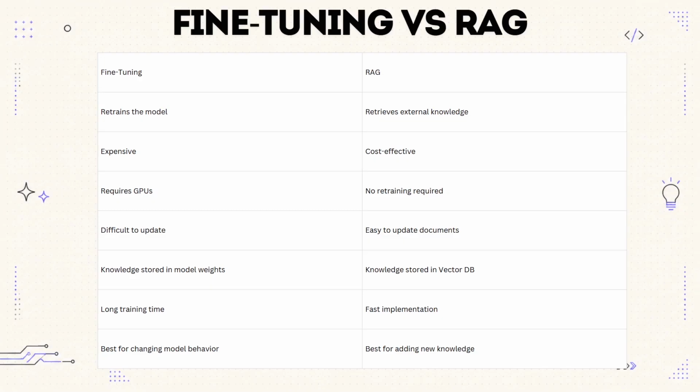Fine tuning is difficult to update, for sure, because you have to retrain the entire model. But updating RAG is very easy because you just have to update a document and push it into the database. Knowledge in fine tuning is stored in the model weights, but in RAG the knowledge is stored in the vector database. Fine tuning has a long training time, while RAG has a fast implementation. Fine tuning is best for changing model behavior, and RAG is best for adding new knowledge. So this is, at a very high level, the difference between fine tuning and RAG.